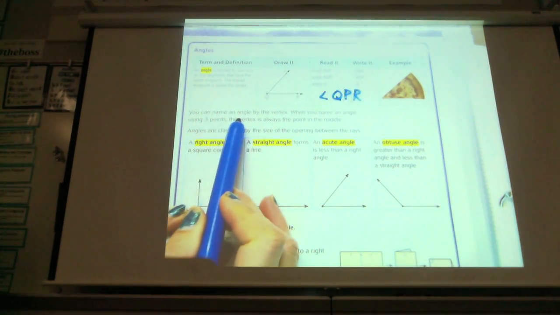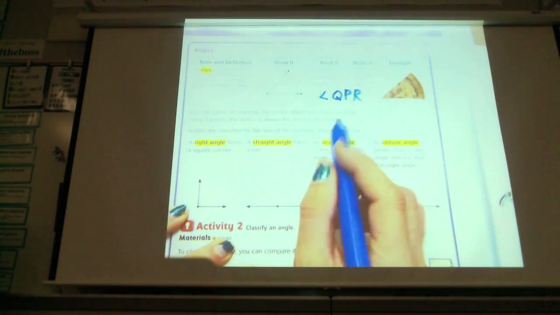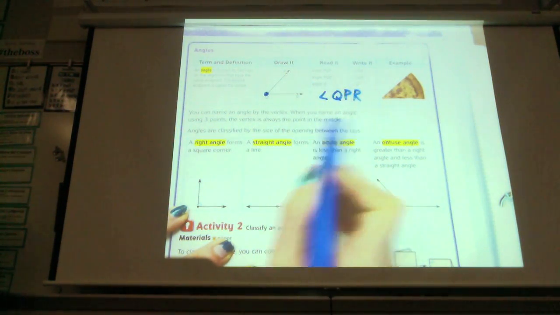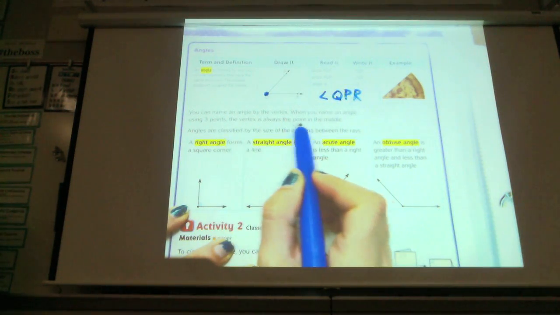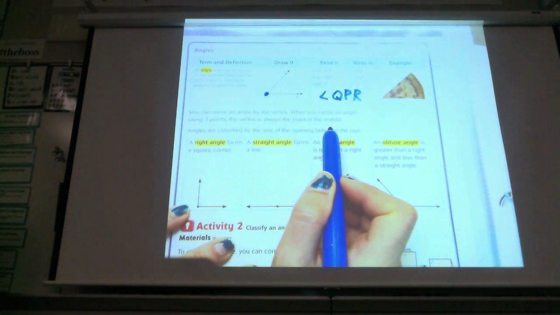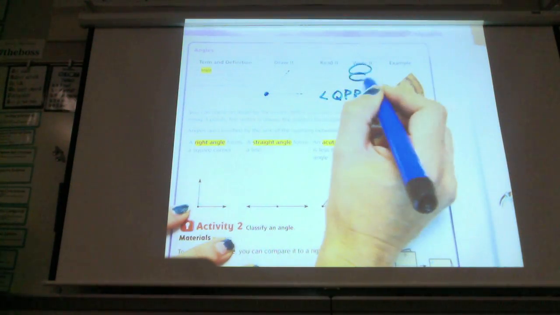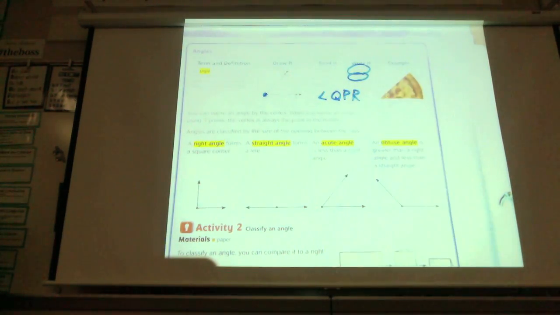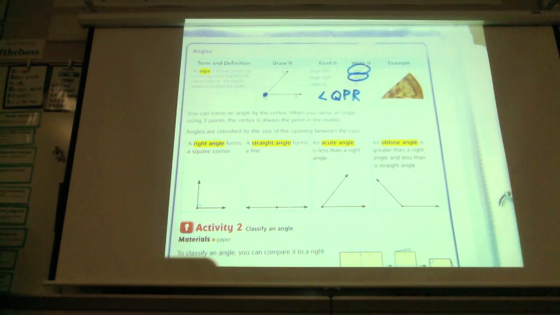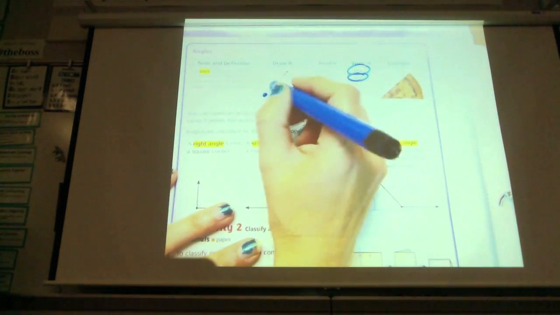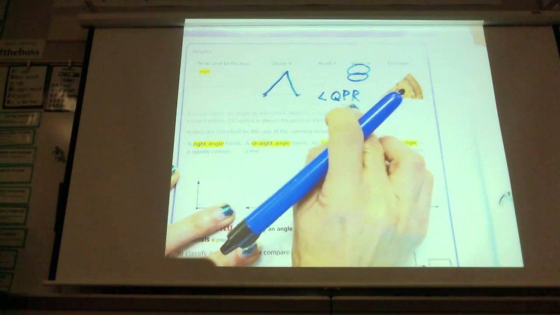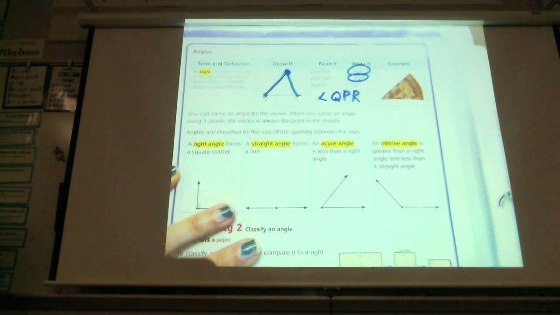You can name an angle by the vertex, which is the Q. In this case, they come together at this vertex. When you name the angle using 3 points, the vertex is always the point in the middle. Okay? So if I'm going to use 3 letters, it's PQR and RQP. The middle letter has to be the vertex. And what Sophia was explaining by doing this is exactly why. Because if I call it QPR, this is the angle I'm talking about. This one here. Not this one.